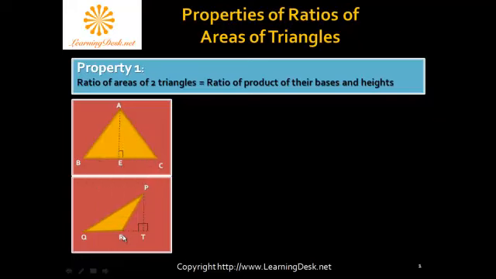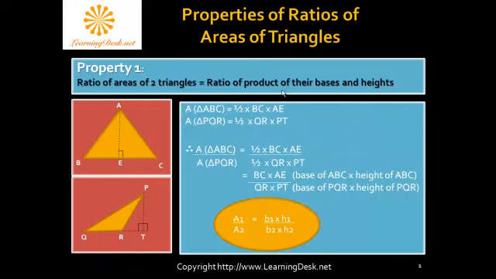Okay, property one. Property one essentially says the ratio of areas of two triangles is the same as the ratio of the product of their bases and heights. Okay, what does that mean? Here, let's look at these two triangles, ABC and triangle PQR.